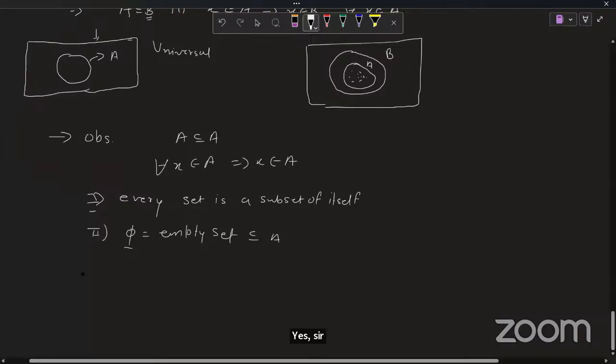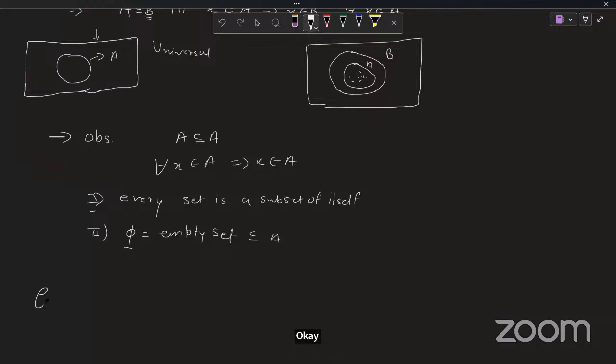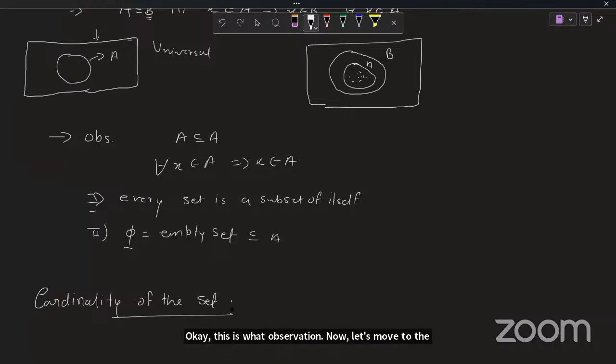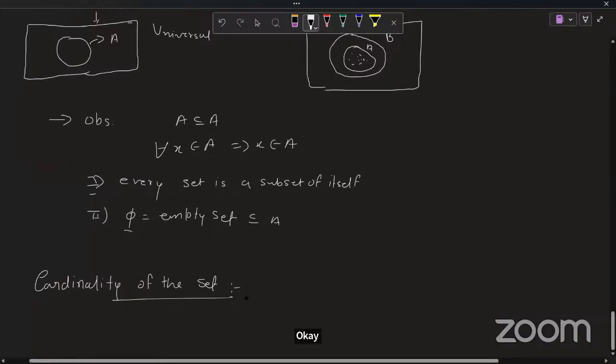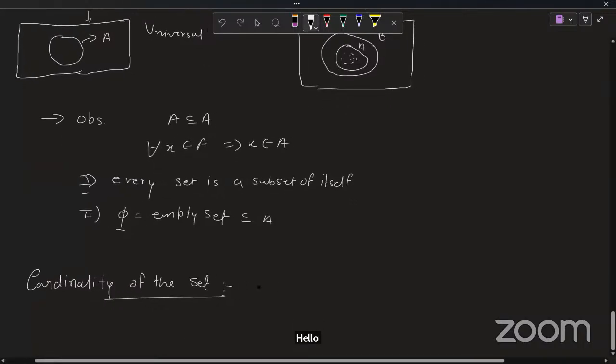Okay, this is what observation. Now, let's move to the next topic. One terminology that comes into the picture is the cardinality of a set. Let S be a set.